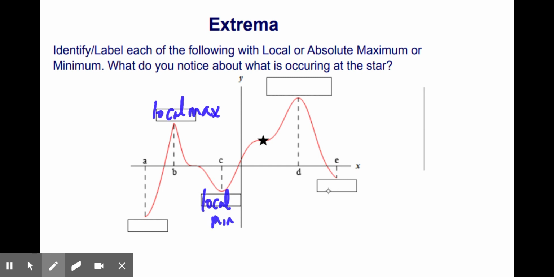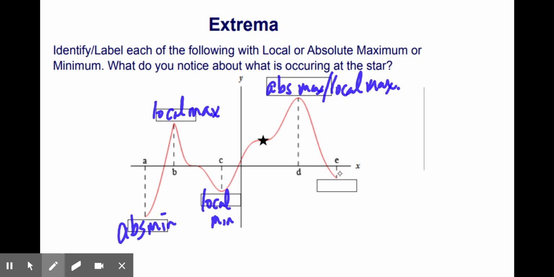Right? Point D is the absolute max. It's also a local max, right? In the traditional sense, it's where the graph changes from increasing to decreasing. Okay? Point A is the absolute min. It is the lowest y value on this interval.